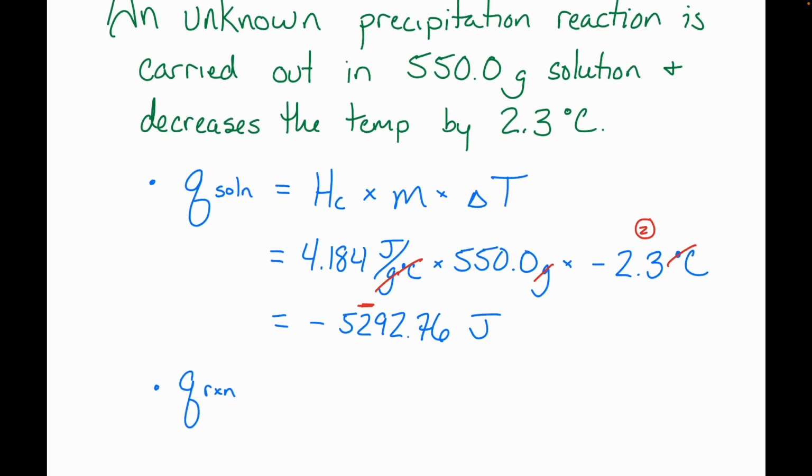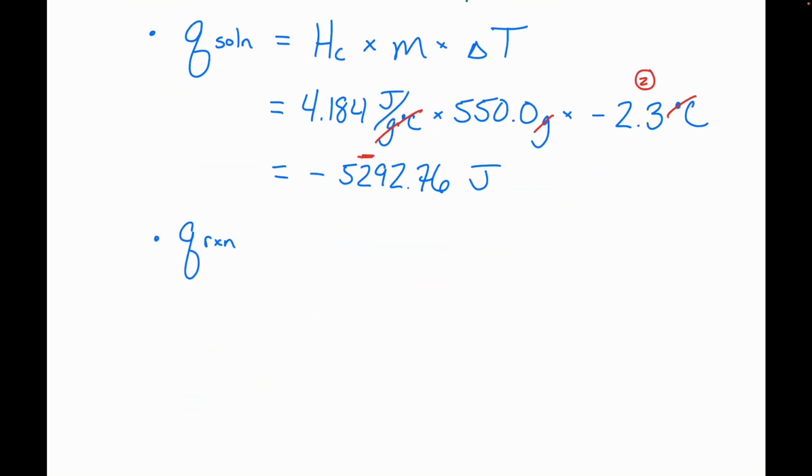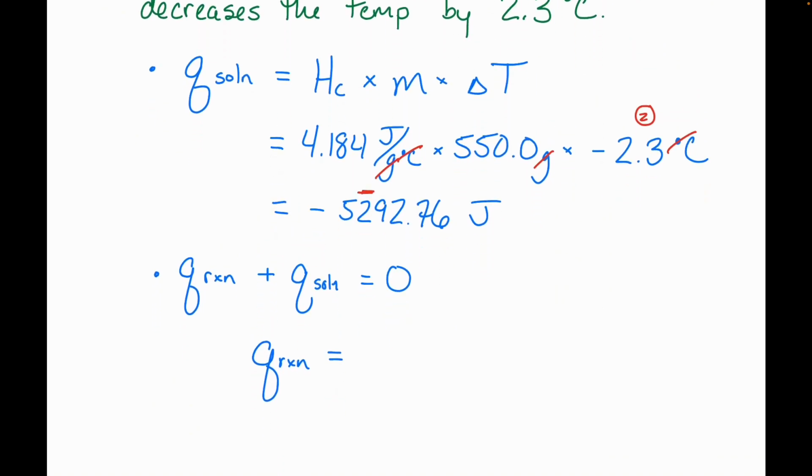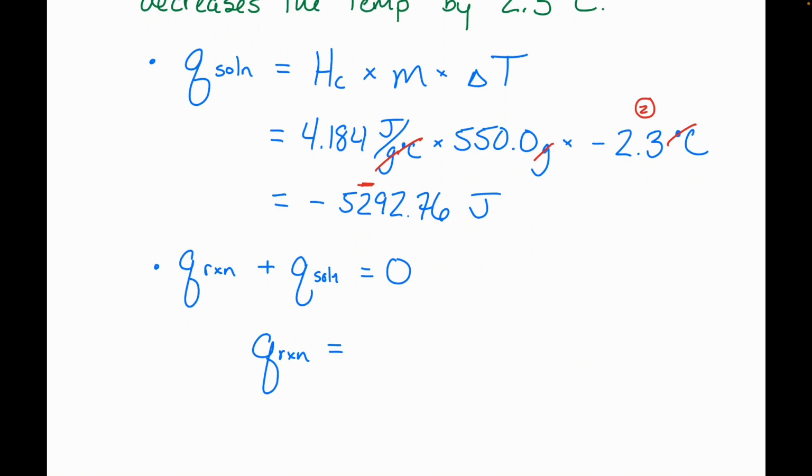All right, great. So now I have my Q solution. How am I supposed to find my reaction heat here? Because they sum to 0. So exactly, I'm just going to flip that sign. My reaction, where did that heat go? If it was released by my solution, it had to have been absorbed by the reaction. So positive 5,292.76 joules.